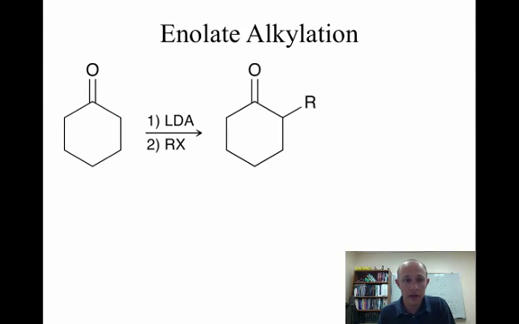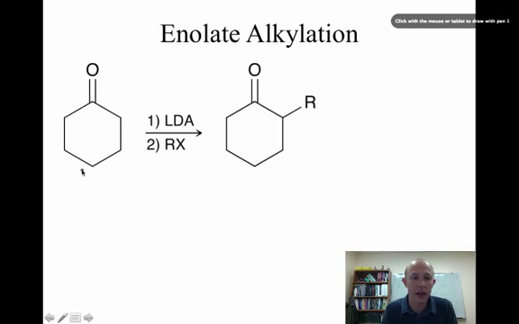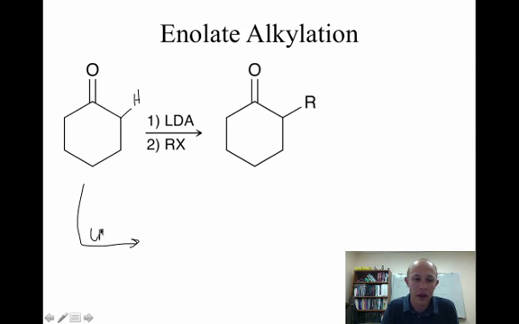So let's say you have cyclohexanone. What we can do is deprotonate it under non-equilibrating conditions like LDA. So after step one, we're going to remove this alpha hydrogen. LDA is going to remove that, and we're going to get an enolate. We're going to have a negative charge on carbon, which can then react with an alkyl halide.